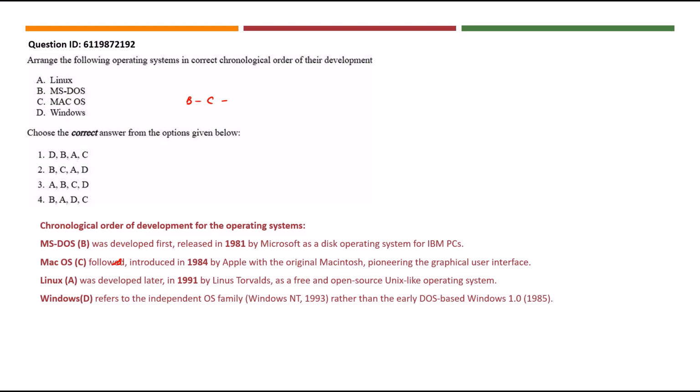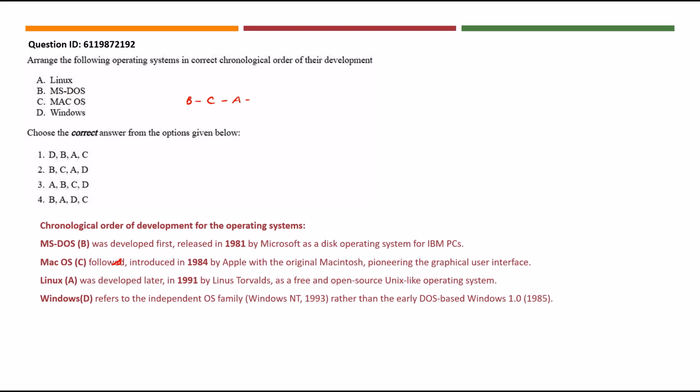What about Linux? This was developed later in 1991 by Linus Torvalds as a free and open source Unix-like operating system. This will be A. And what about Windows? Windows means this refers to the independent OS family which started in 1993 under Windows NT name, rather than the early DOS-based Windows 1.0 which was developed in 1985.